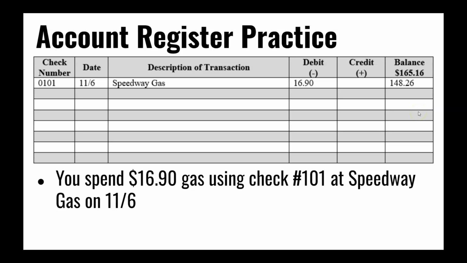In this case, I wrote a check number 101 to Speedway Gas on the 6th of November in order to buy gas. I spent $16.90. That goes in the debit column because it's a negative number. It's taking away from my account. And I would subtract the amount of the check from my previous balance, and I get $148.26. That's how much money is left in my account that I'm able to spend.